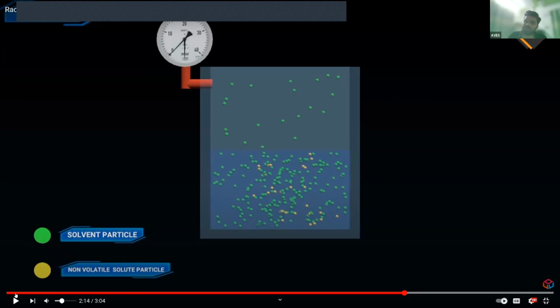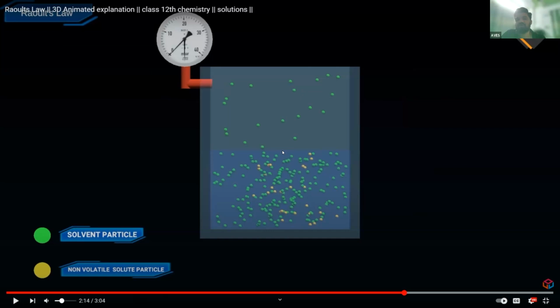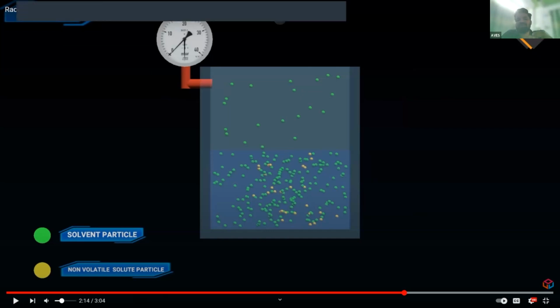Here the solute is not volatile, because the particles of solid do not evaporate. If you have a mixture of salt and water, will the particles of salt evaporate? No, sir. No, because they will not evaporate. Why? Because they are solid particles. Solid particles will remain at the bottom. They will not evaporate.